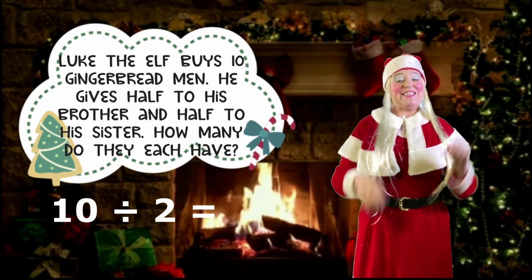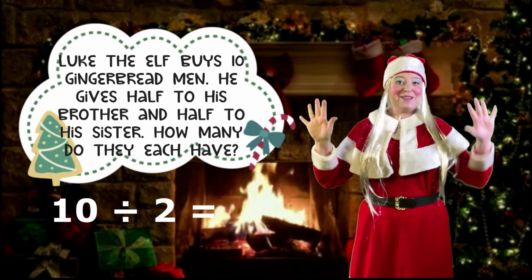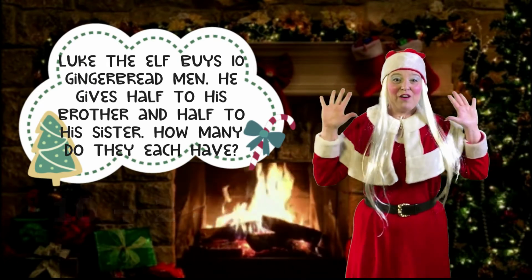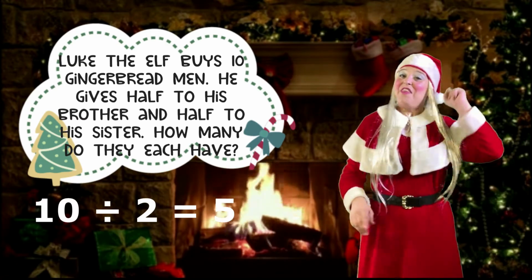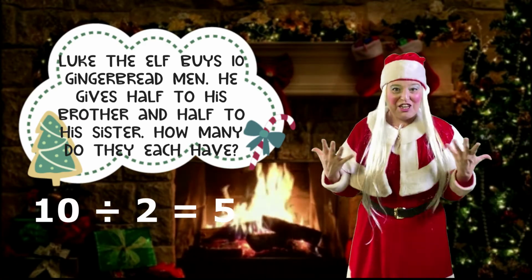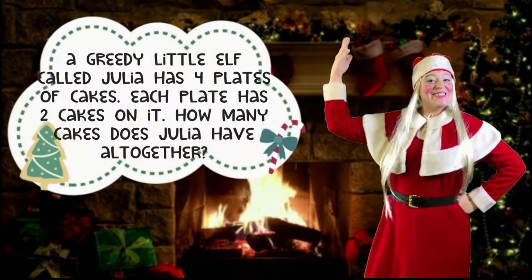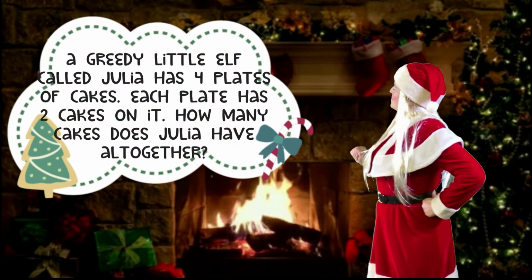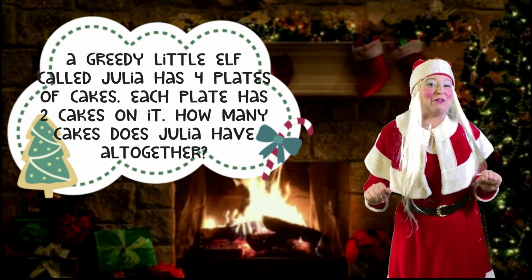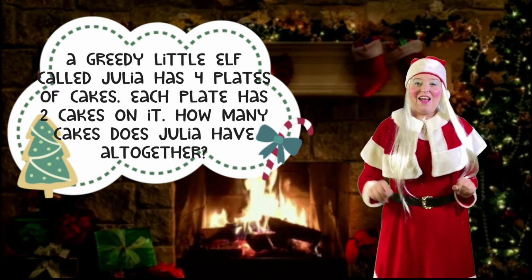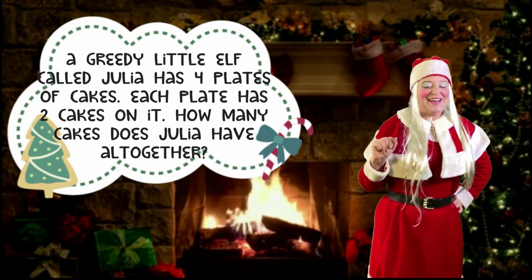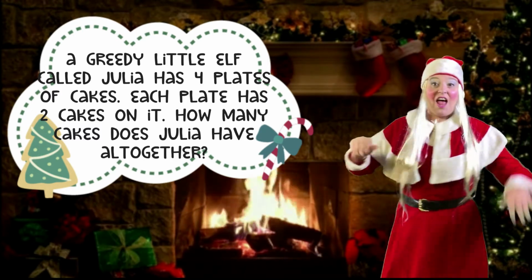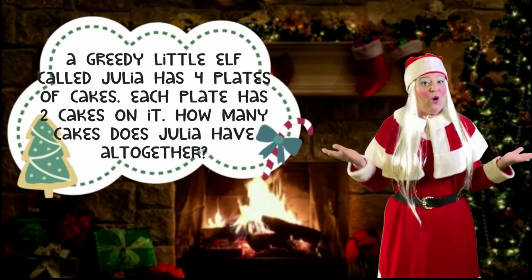Very good. If we take 10 and we divide them equally, each of them will have 5. So, 10 divided by 2 equals 5. They each had 5 gingerbread men. Very well done. Here is your next problem. A greedy little elf called Julia has 4 plates of cakes. Each plate has 2 cakes on it. How many cakes does Julia have altogether?